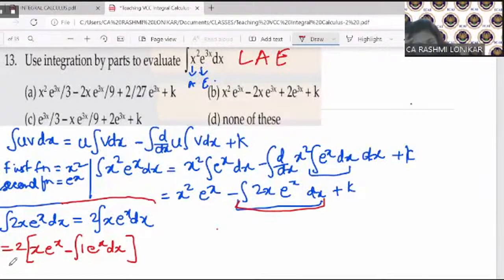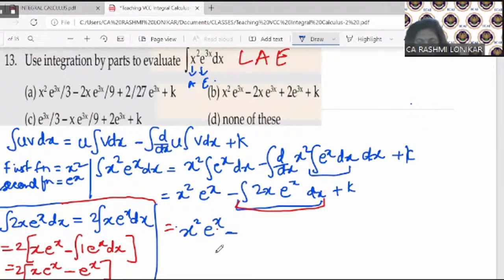Now, what will this be? This is equal to 2x e raised to x, and what will be the integration? Minus e raised to x. So, integral of 2x e raised to x is this much. Now, I will substitute this over here and I get x square e raised to x minus, instead of this, what am I going to write? Minus 2x e raised to x minus e raised to x plus k.